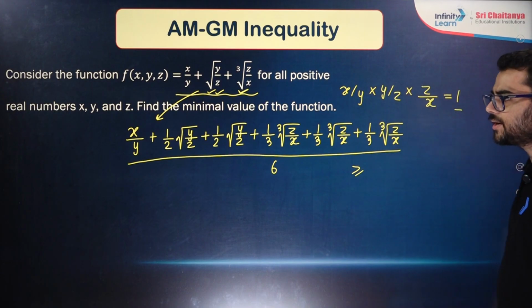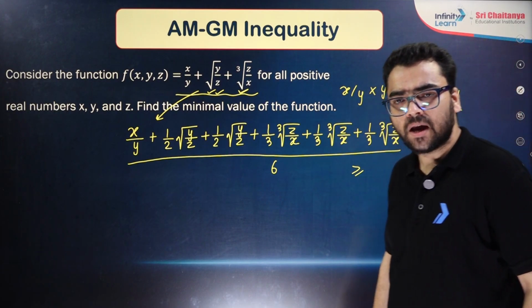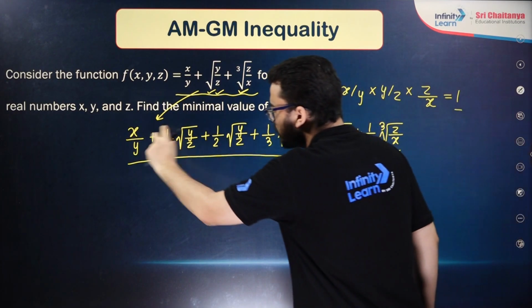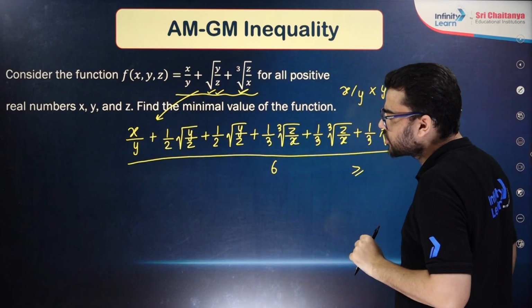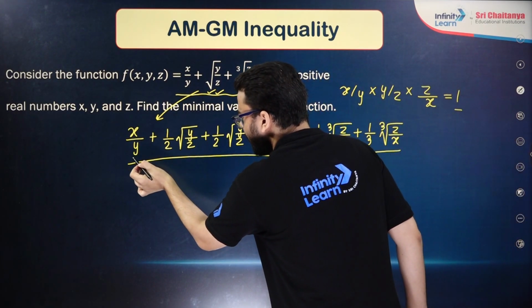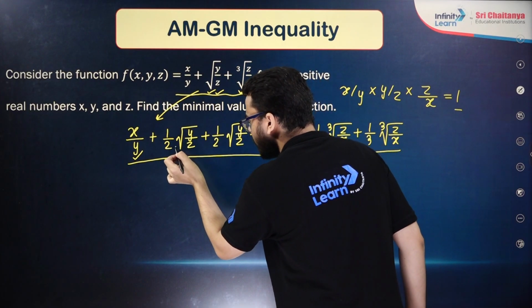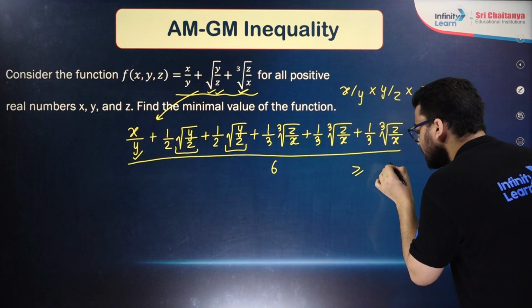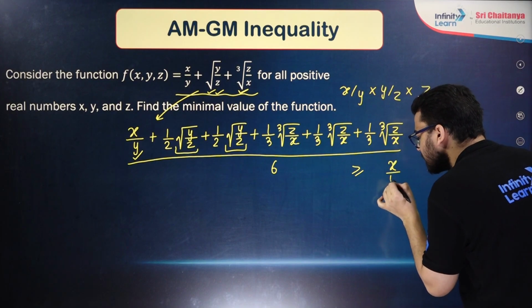So, what will be the geometric mean of these observations? It will be the product of all of them raised to the power 1 by 6. So just see it very patiently. If you multiply these two, x by y will remain as it is.